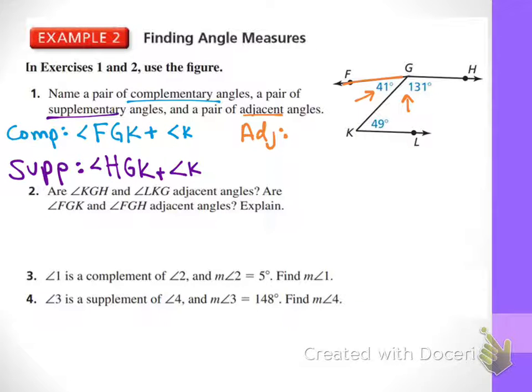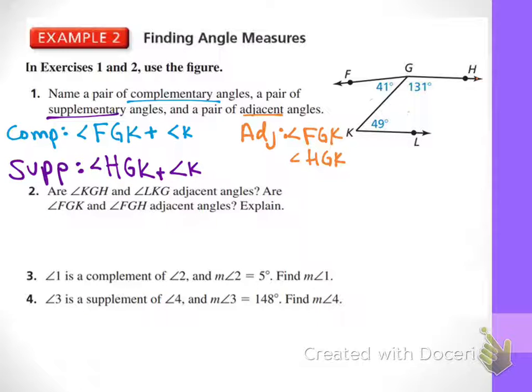But let's name the 41-degree angle again. Angle FGK. And then the 131-degree angle, HGK. So those two were adjacent because they shared KG, and they both had a vertex of G.